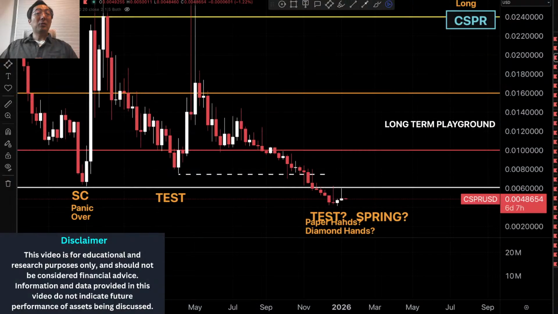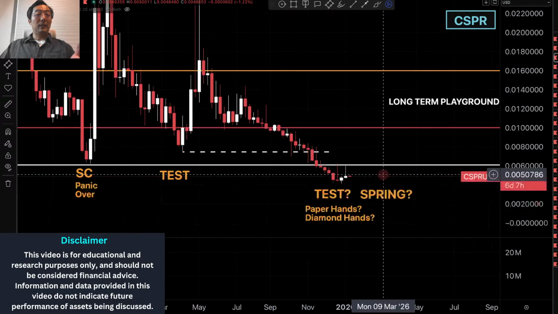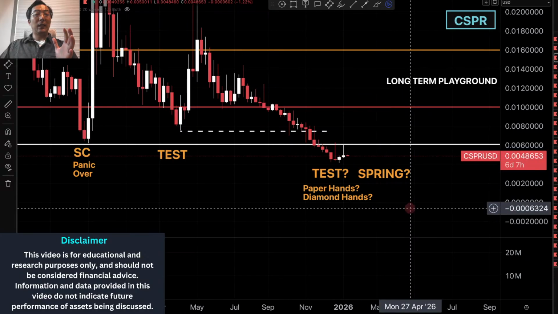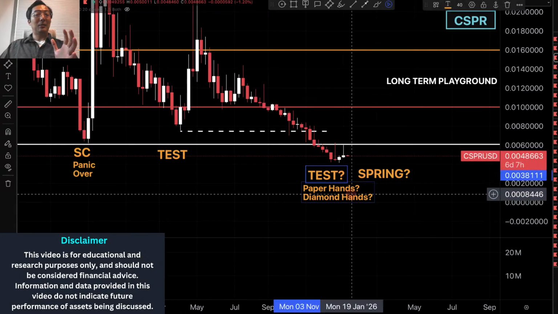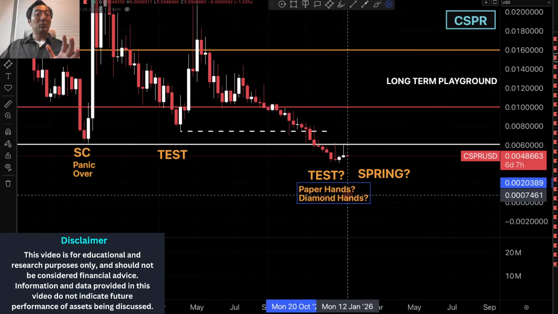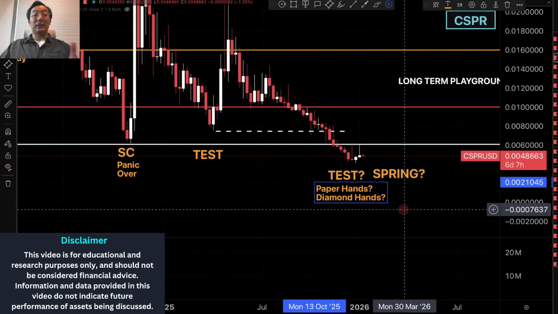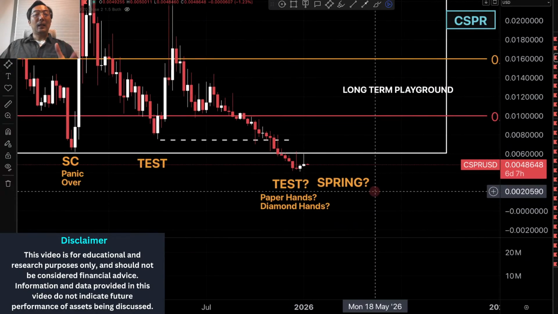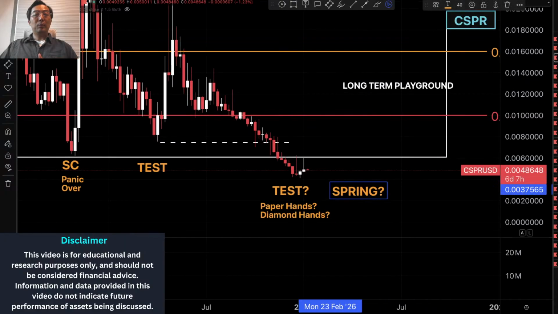Let's start with the weekly chart of Casper. So here, Casper is still within the deep test stage, where the whales try to shake out the paper hands and keep only the diamond hands. And as of now, it's still pretty clear.